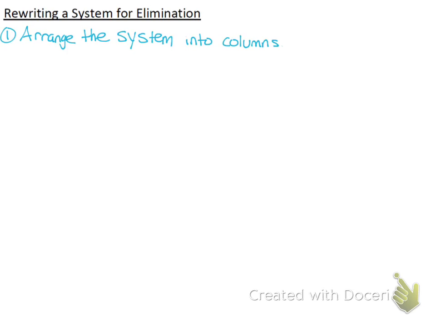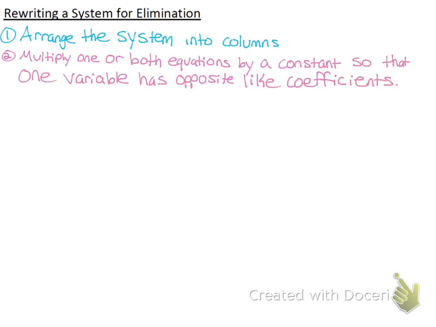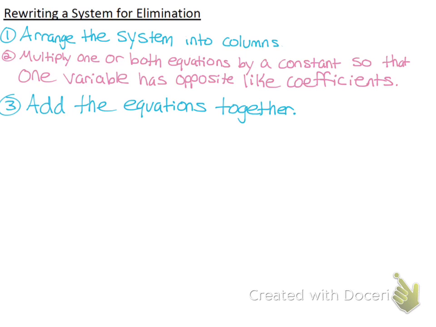Step 1 is to arrange the system into columns. Just like before, make sure your x's, your y's, and your constants are lined up. Now, step 2, the important step, the most difficult step, states to multiply one or both equations by a constant so that one variable has opposite like coefficients. Once you've done that, you're going to want to add the equations together and then solve the equation from step 3. If at this point your equation still has both variables in it, something didn't go right.